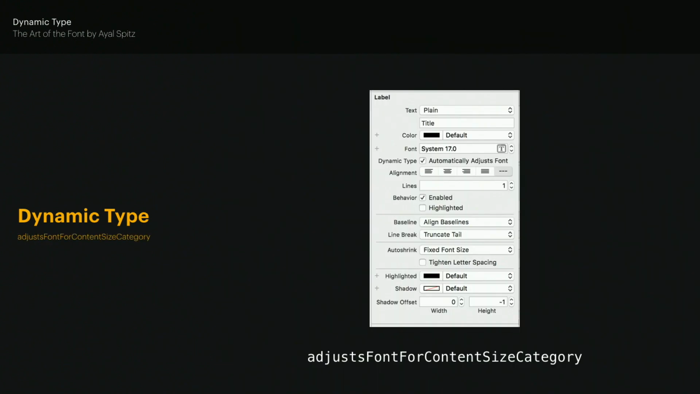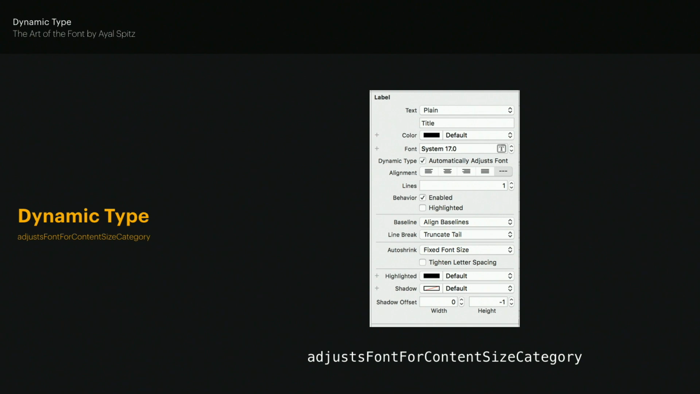Another thing to remember is to check off the automatically adjust font if you're doing it in Interface Builder. When you have a label or whatnot, a text element, this will cause the element to change its scale automatically when you exit the app, change the setting for dynamic type, and then come back. Otherwise, your user will be very confused because they will have gone and changed it, come back, and it won't have changed. You'll be like, wait, what happened? I thought I had changed this. And it's like, no, it didn't update. That will cause it to change.